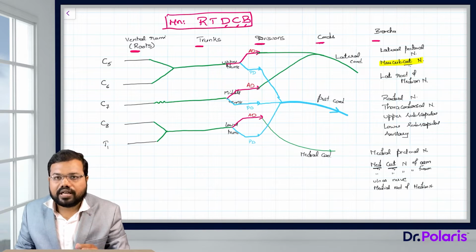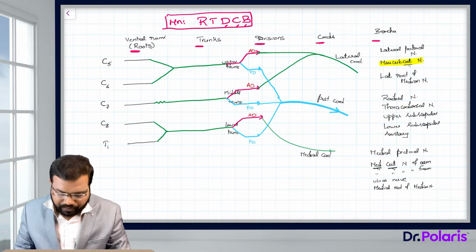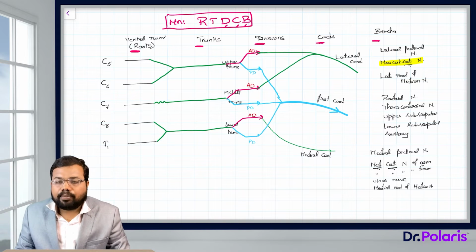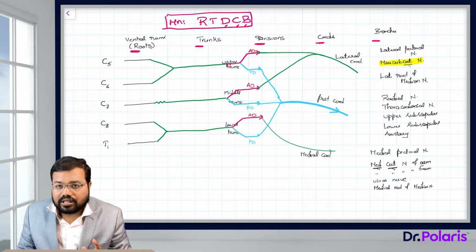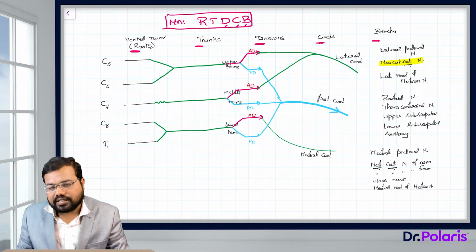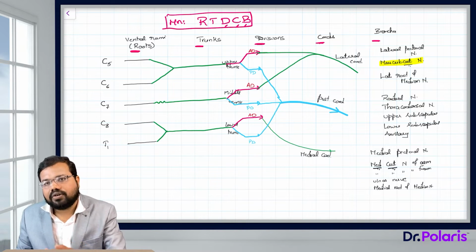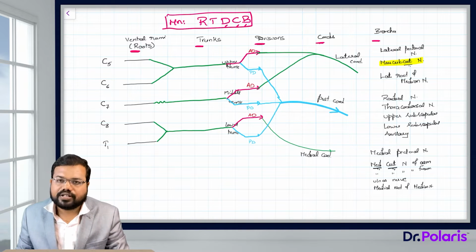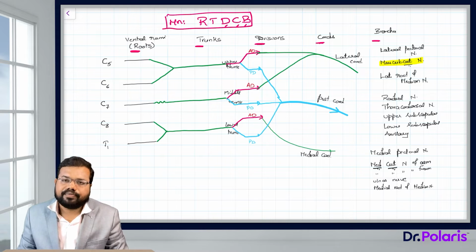Specifically the ventral ramus. Okay. So that part where the brachial plexus is originating, that is called roots. Roots form trunks. Trunks form divisions. Divisions form cords. Cords form branches. So this is the sequence from medial to lateral for the formation of the brachial plexus.